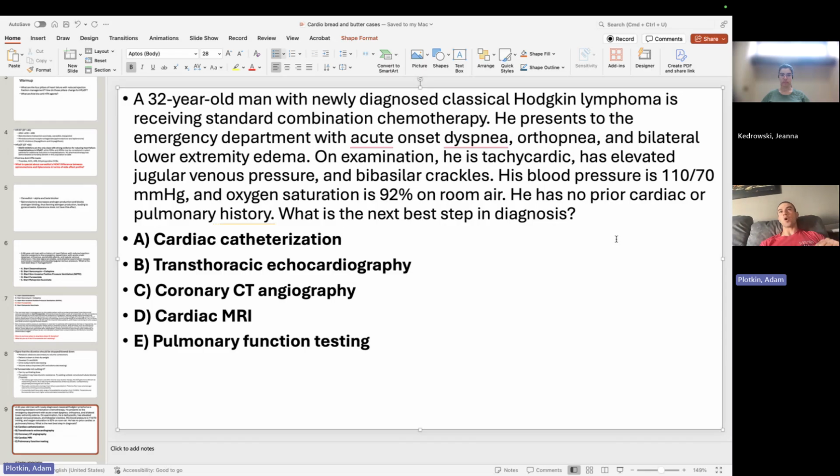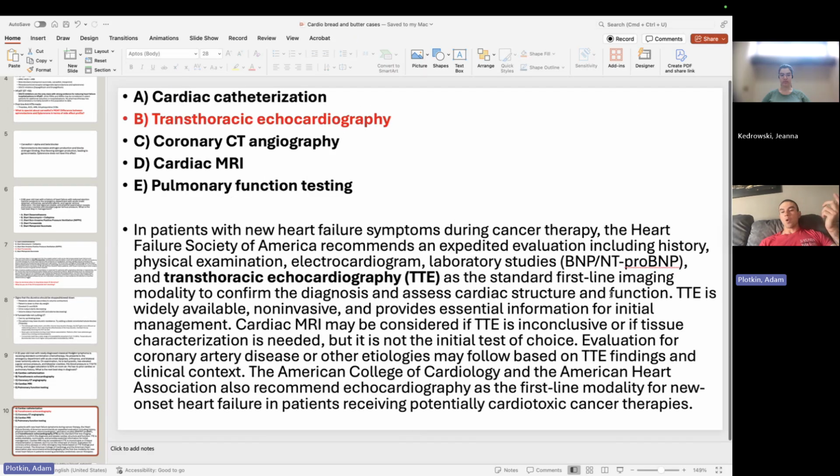We can get a pro or NT-proBNP, which we'll talk about in a second, which will likely be elevated. I think that's what I wanted to say on that. Which other chemotherapeutic agent that you know of, at least for step one, step two, is linked to dilated cardiomyopathy?